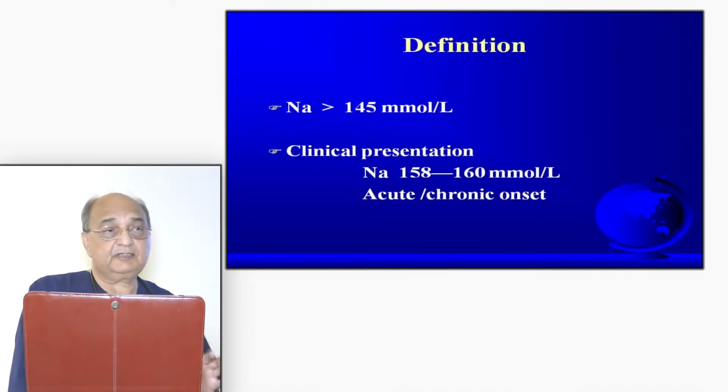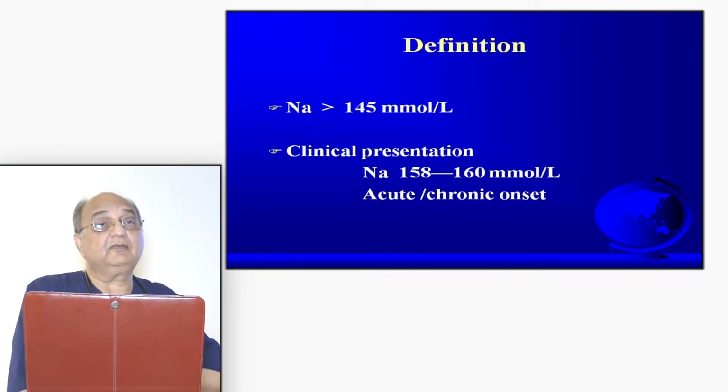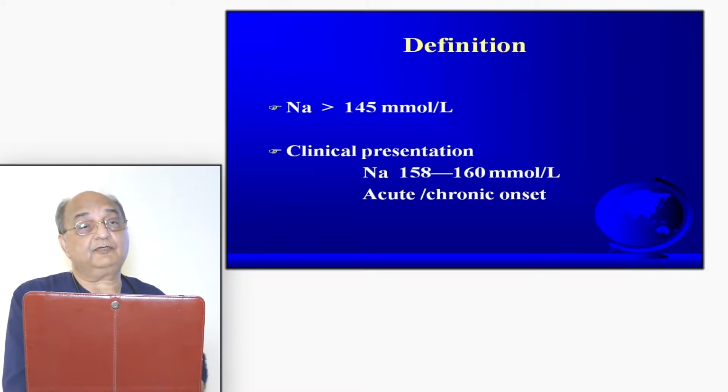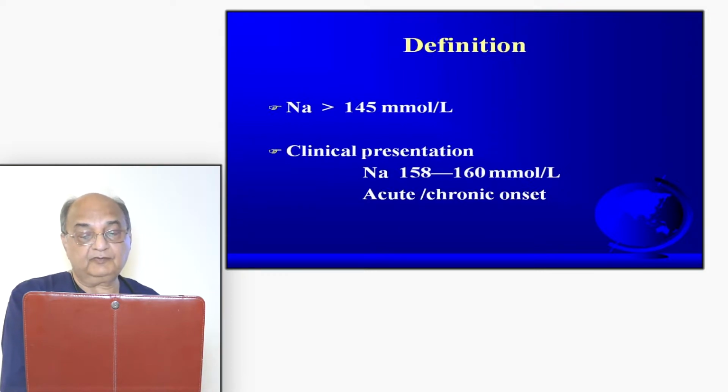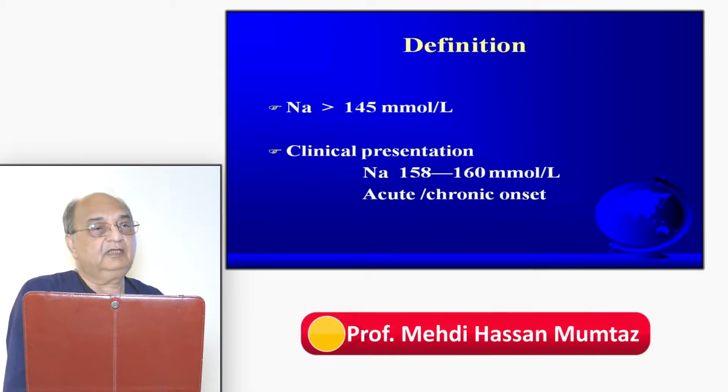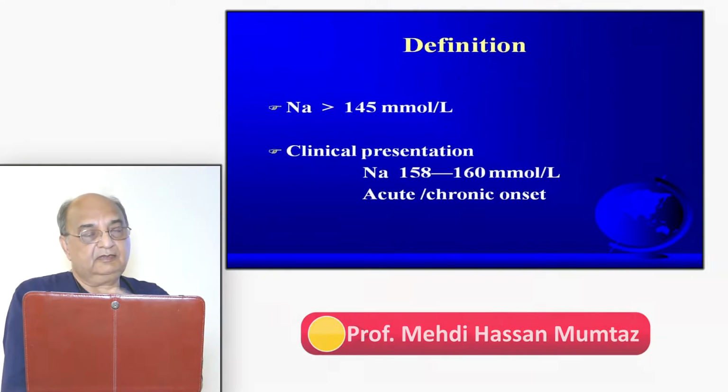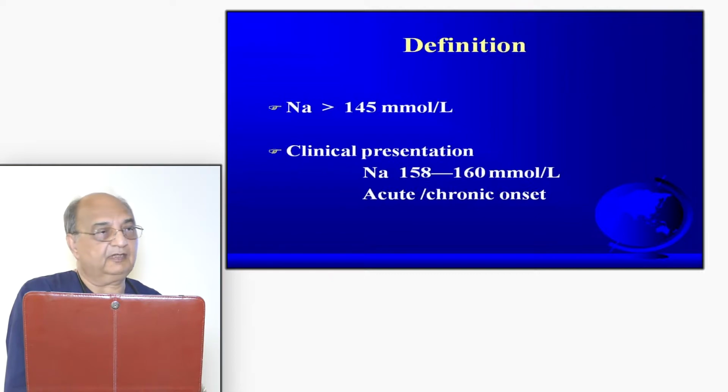Now, by definition, hypernatremia is if the sodium level is greater than 145 millimoles per liter. And clinical presentation is at a sodium of 158 to 160 millimoles per liter. If it increases up to that, it could be of acute onset or of chronic onset, because the management depends on its onset duration.